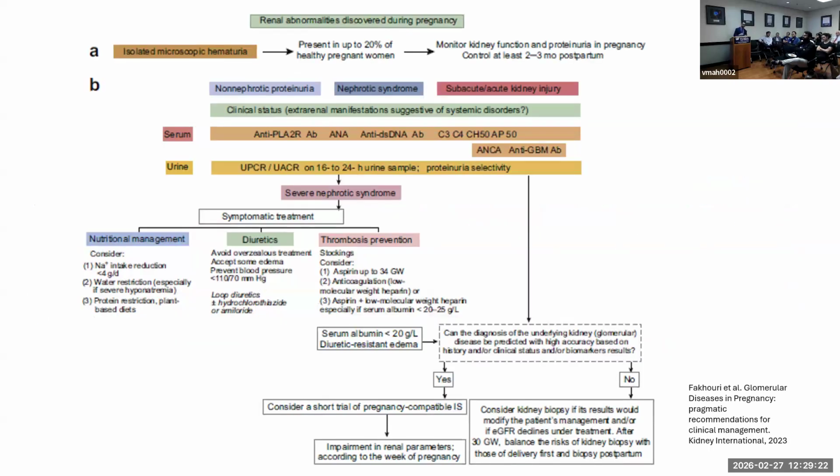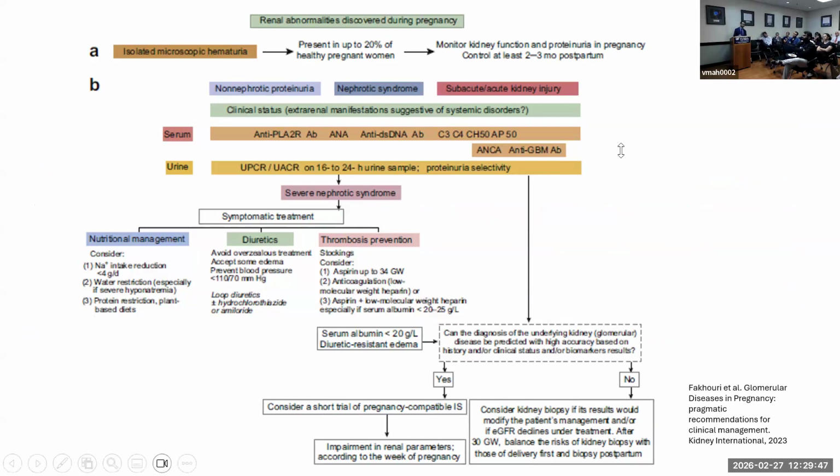So this is a look at what to do if you have a renal abnormality discovered during pregnancy. So it's a person who does not have a known history of glomerular disease. The first part, isolated microscopic hematuria, it's worthwhile to know that this could actually be normal, so it's not usually pursued, but a lot of the time it's going to be someone with proteinuria. So you want to do the workup.